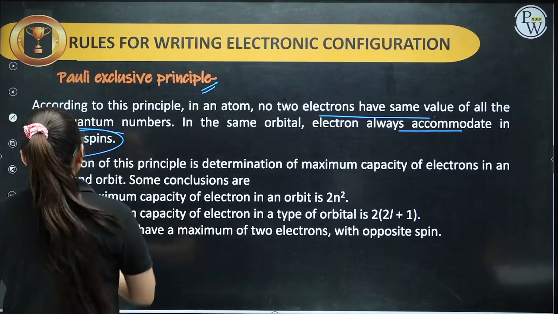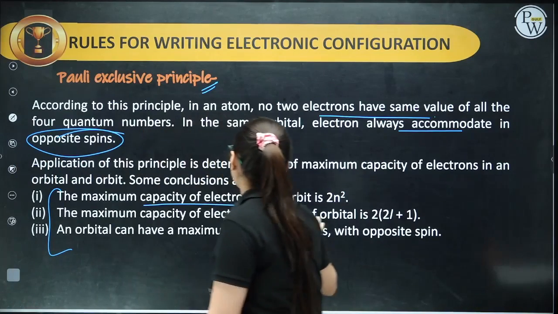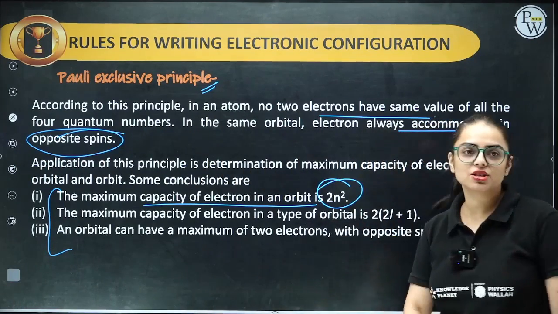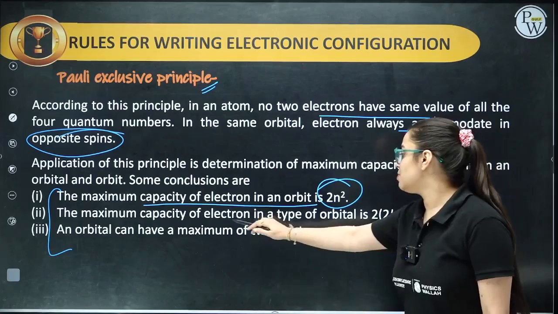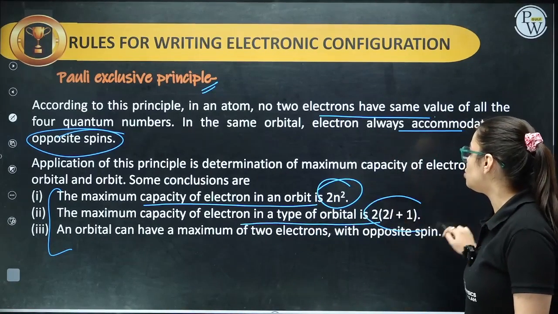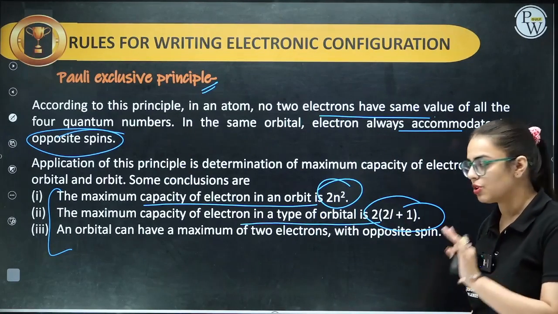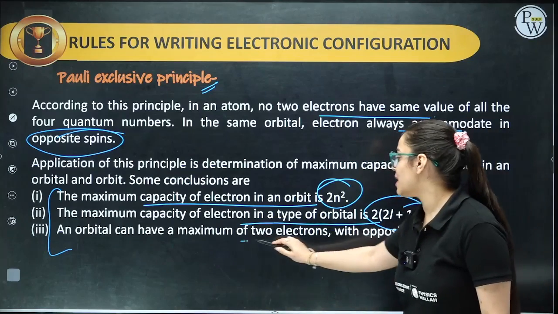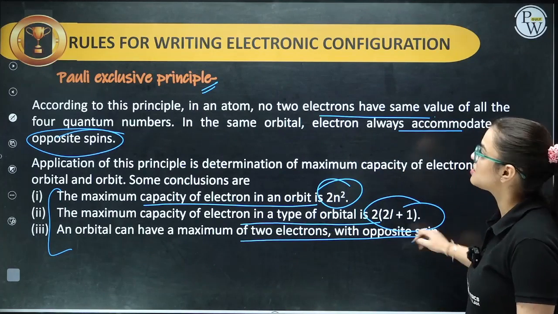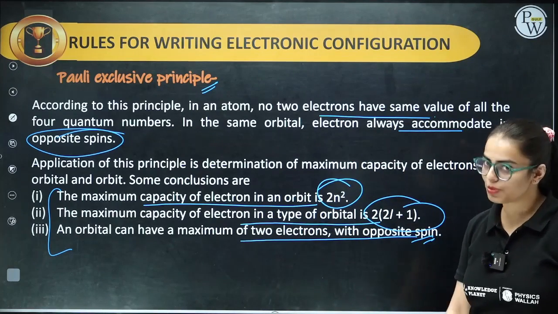Now conclusions, these formulas are very important. The maximum capacity of electrons in an orbit is 2n square, already done. The maximum capacity of electrons in a type of orbital is 2(2l plus 1). This also I have already told you to write down. Now, an orbital can have a maximum of 2 electrons with opposite spin. This is explained by the Pauli exclusion principle.